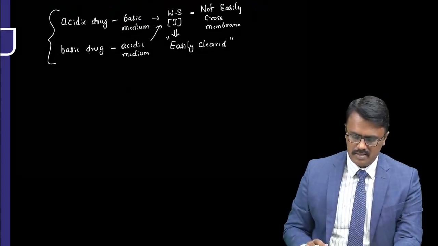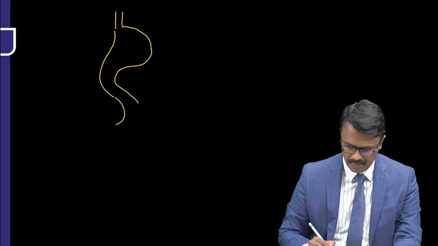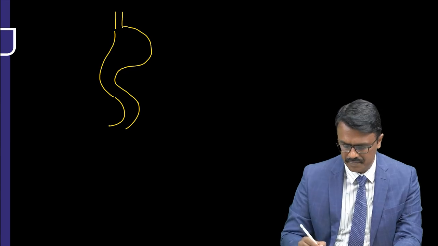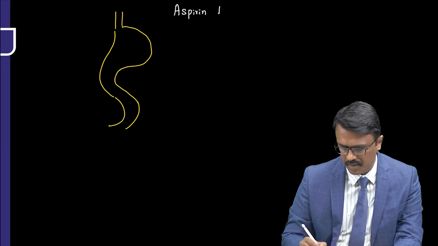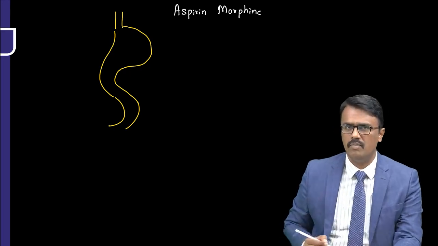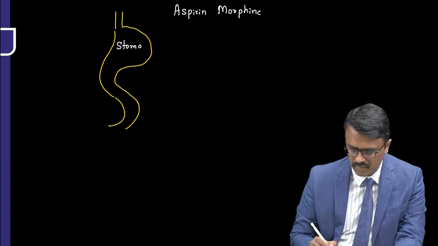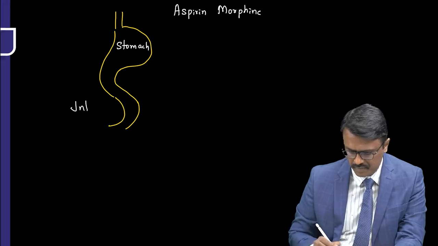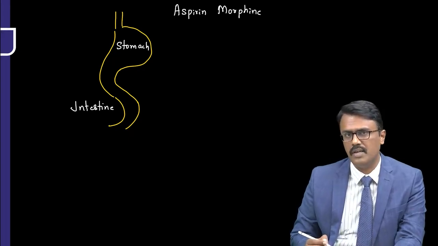Once we understand this, I will ask you a question. Now this is the stomach, this is the intestine. The drug is aspirin and one more drug is morphine. Can you tell me, out of aspirin and morphine, who is absorbed from stomach and who is absorbed from intestine?